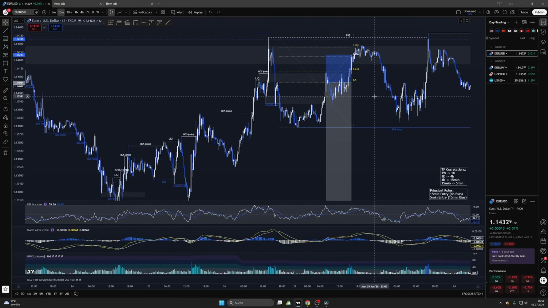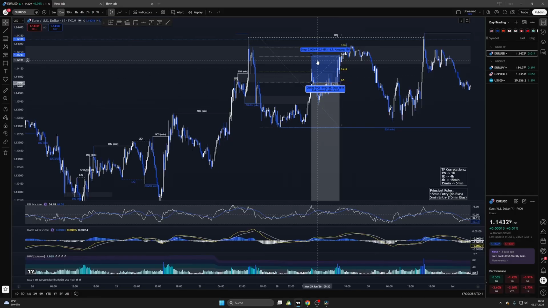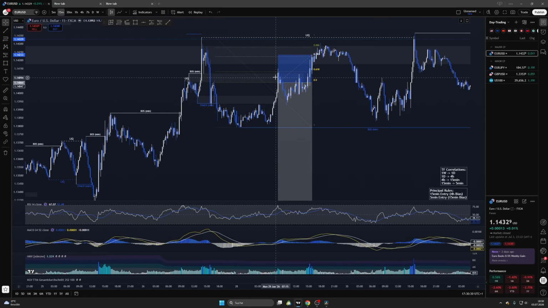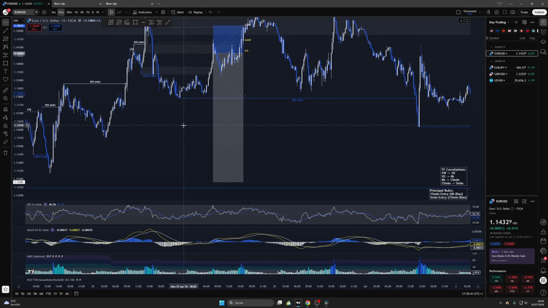Always wait for confirmation. Doesn't matter how high your entry is, even if you are all the way up in the discount area here, entering here, placing your stop loss above the swing high, you are still not safe if you're not waiting for confirmation. So always wait for confirmation. And I would say that's it.